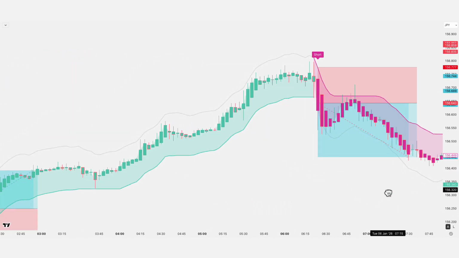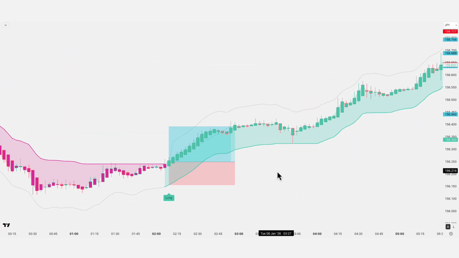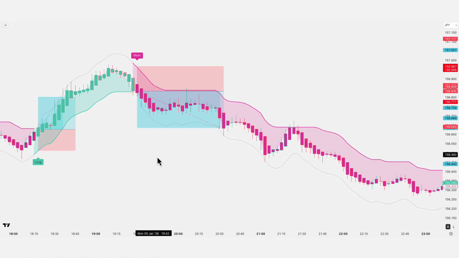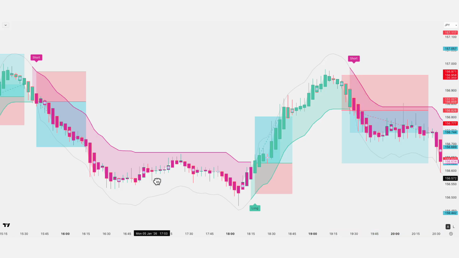There are no extra lines or unnecessary data on the chart. Just trend, trail, and clear direction. When the chart looks clean, decision-making becomes faster and more accurate.